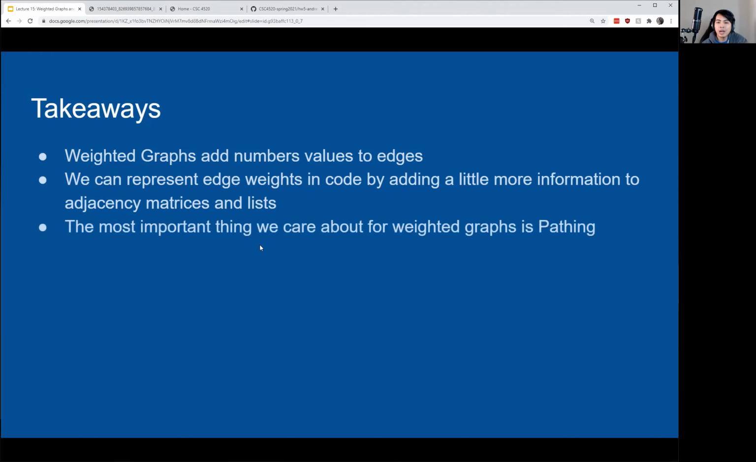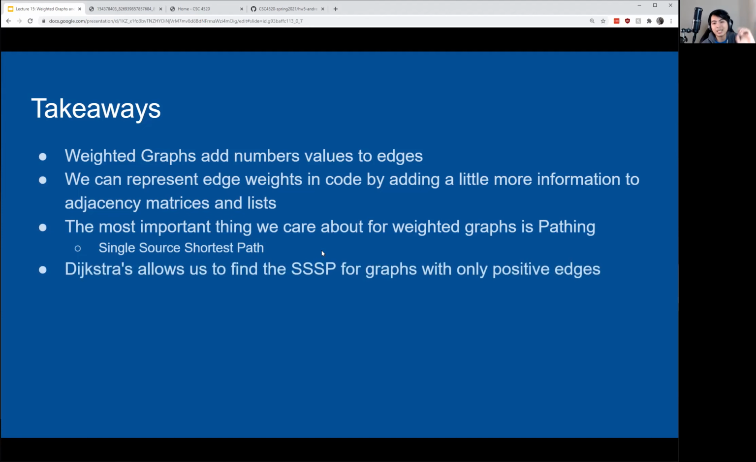And the most important thing we care about for weighted graphs is pathing, the idea of getting from A to B. Single source shortest path is the canonical way we solve this problem, and Dijkstra allows us to find the solution to this problem for graphs with only positive edges. It's essentially a breadth first search with a priority queue, which I alluded to earlier, but you might still be confused about, and that's okay.